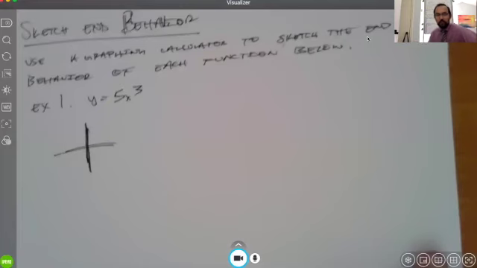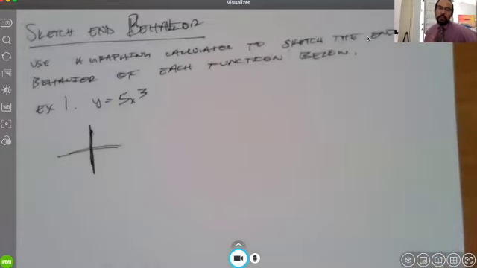Okay, so let me give you an example of what I need you guys to be able to do after this video. So sketching end behavior, you're going to use a graphing calculator to sketch the end behavior. Let me see if you can see that now. The end behavior of each function below. All right, so y equals x to the 5th.